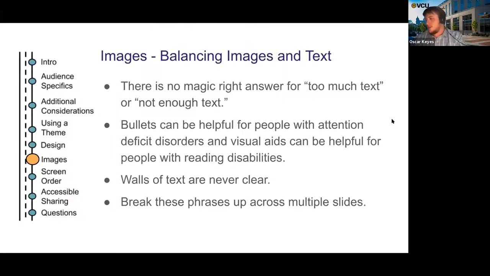And then I also get a lot of questions about balancing images and text. The truth is that there's not really a right answer. A lot of it will be based on the circumstances of your actual presentation. Bullets can be really helpful for people with attention deficit disorders who might miss what you're saying and want to follow through. And at the same time, big visual aids can be helpful for people with reading disabilities to have something that's helping them make sense of the written words. All that being said, walls of text are never going to be clear. You're going to want to break them up. That's why something like the font size and spacing, you could have all your different beats broken up across different slides.